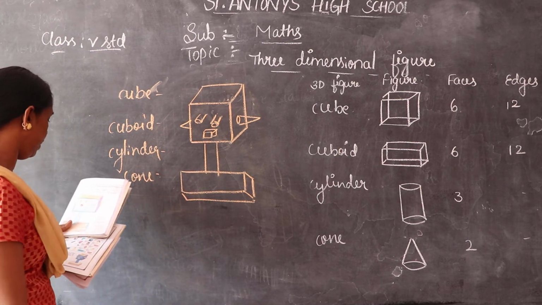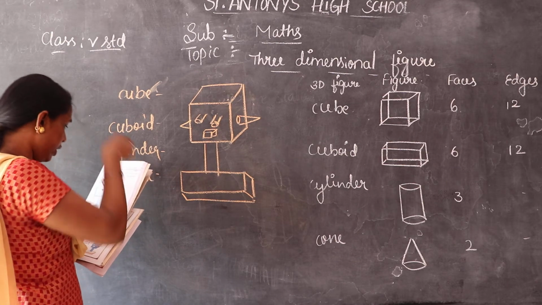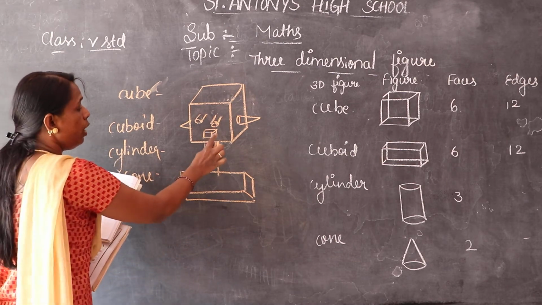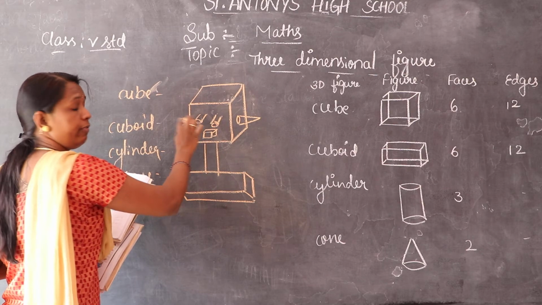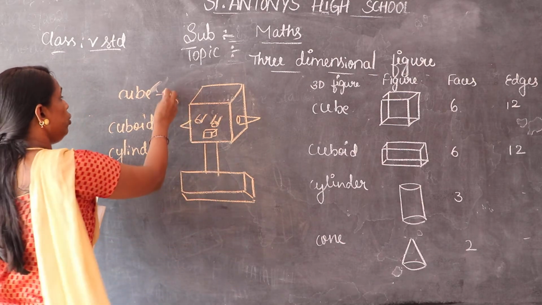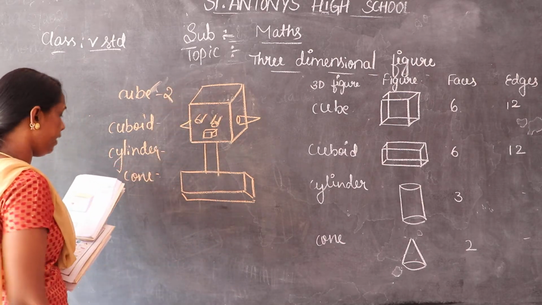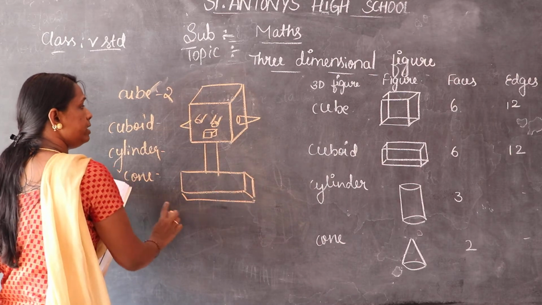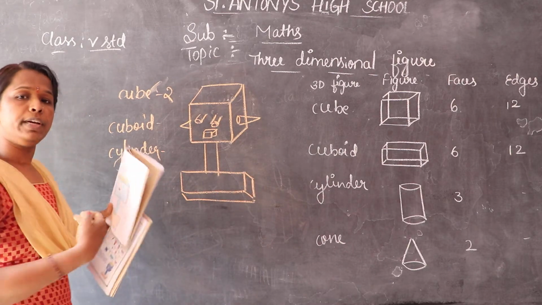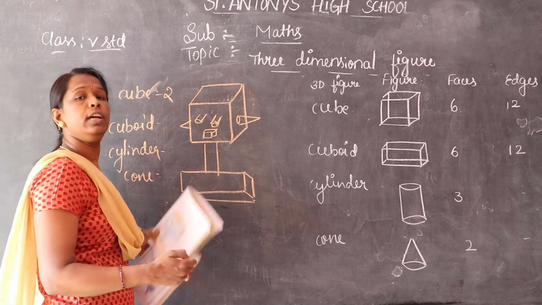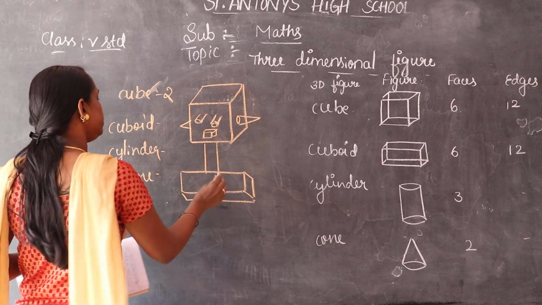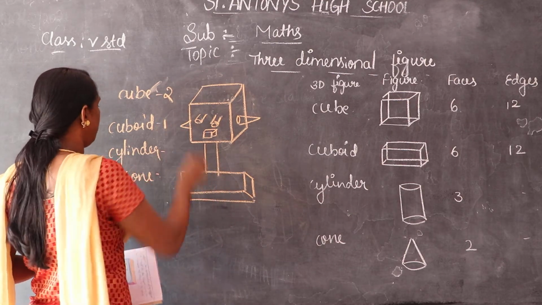There are 2 cubes here. Here we can consider cube. How many cubes are there? 1. This big one, the face is called a cube. 2. Cuboid. Here only one cuboid is there. Cuboid means when we see it from the elevation, it looks like a rectangle. So this is called one cuboid.